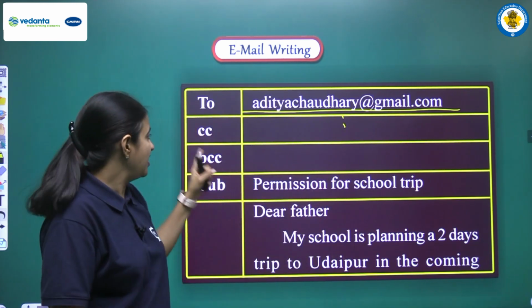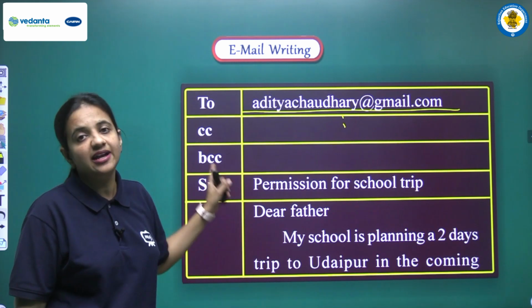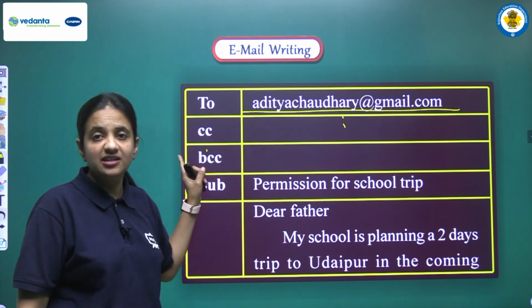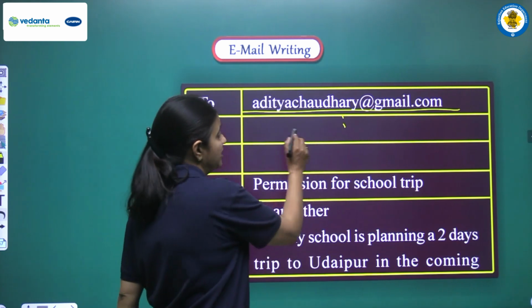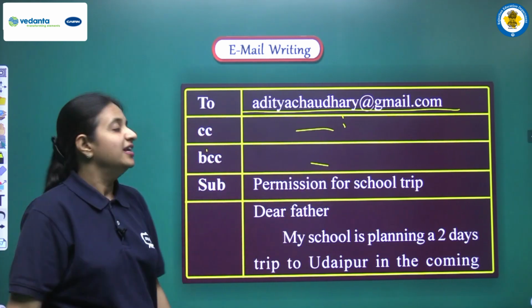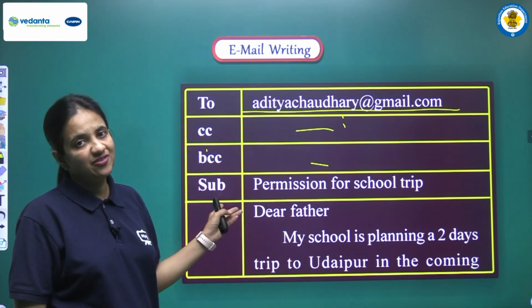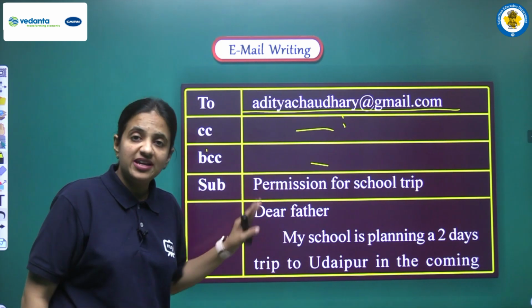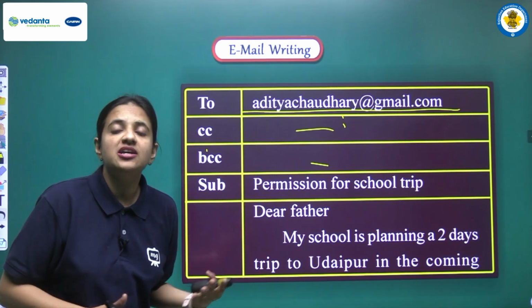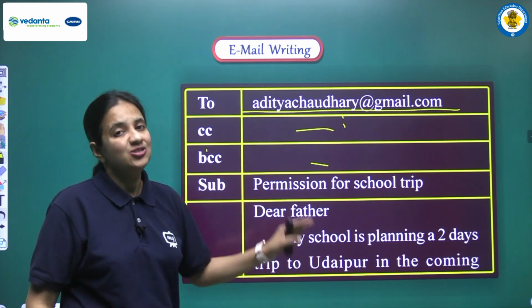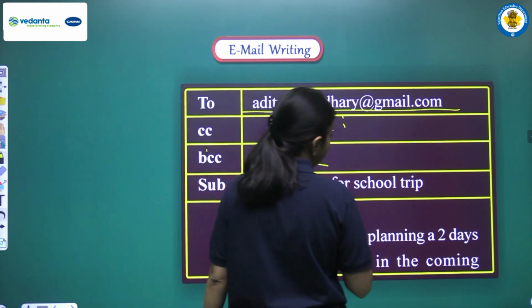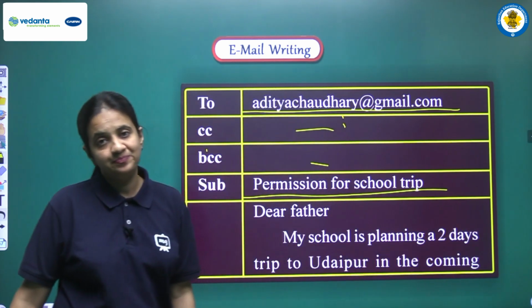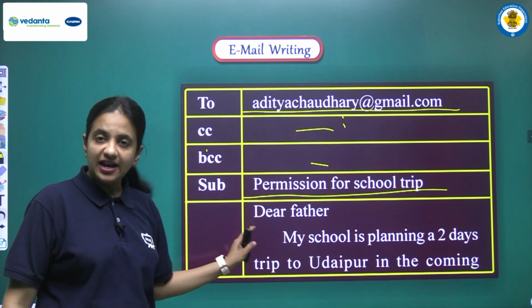Clear? Next we have CC and BCC, that is carbon copy and blind carbon copy. We have to mention these two things but the space we have to leave blank. Next we have subject. So here we have to write the subject, or we can say we have to write the purpose, that why we are writing this email. So what is the purpose? What is the subject? Subject is permission for school trip. Clear? And now we are starting the email.